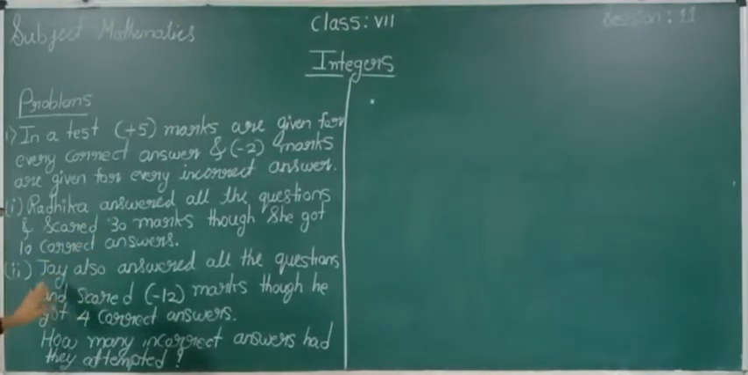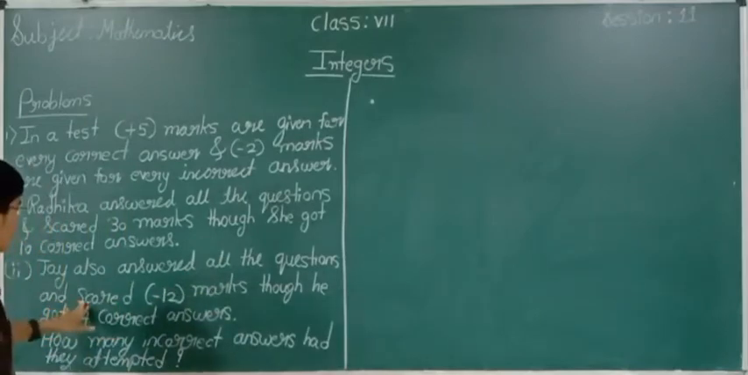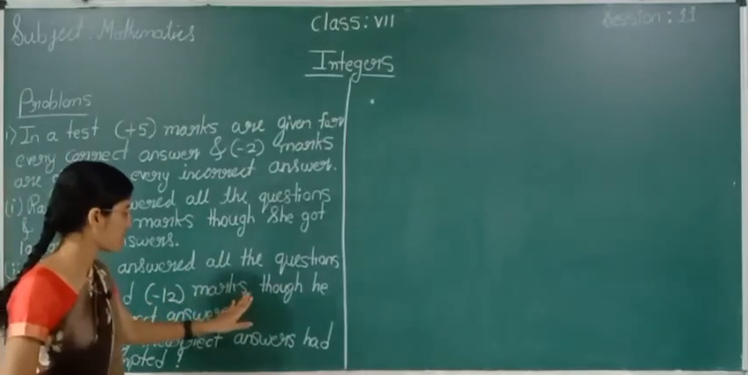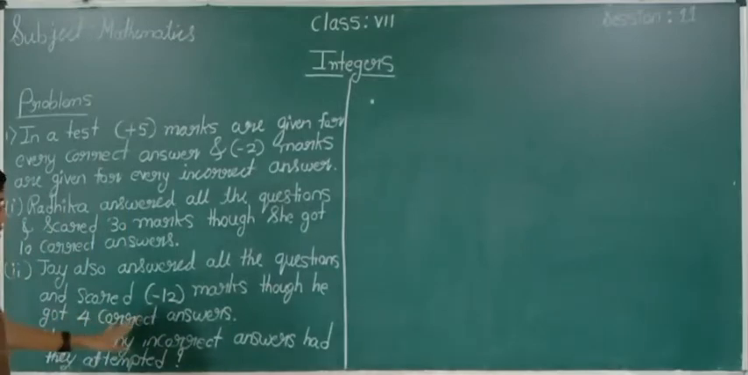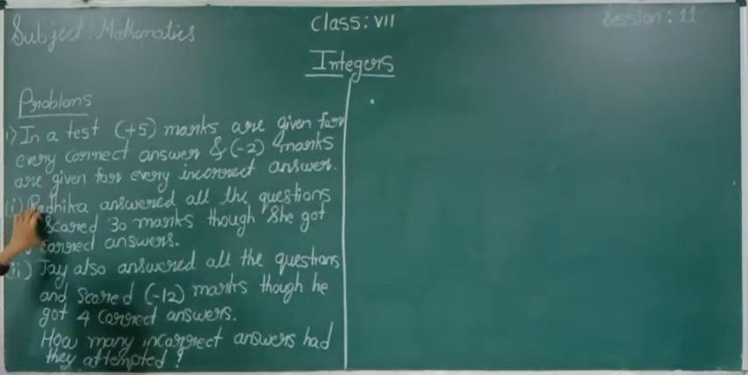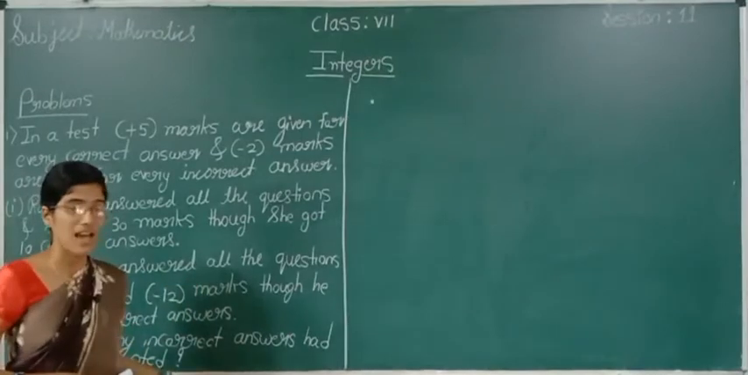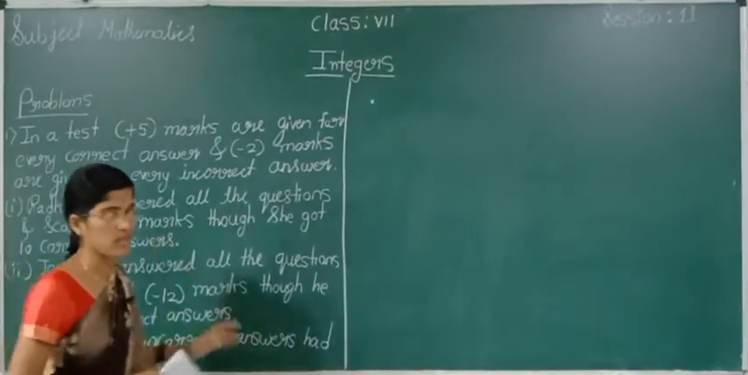Next, J also answered all the questions and scored -12 marks, though he got 4 correct answers. How many incorrect answers had they attempted? We have to calculate how many incorrect answers Radhika and J have written.